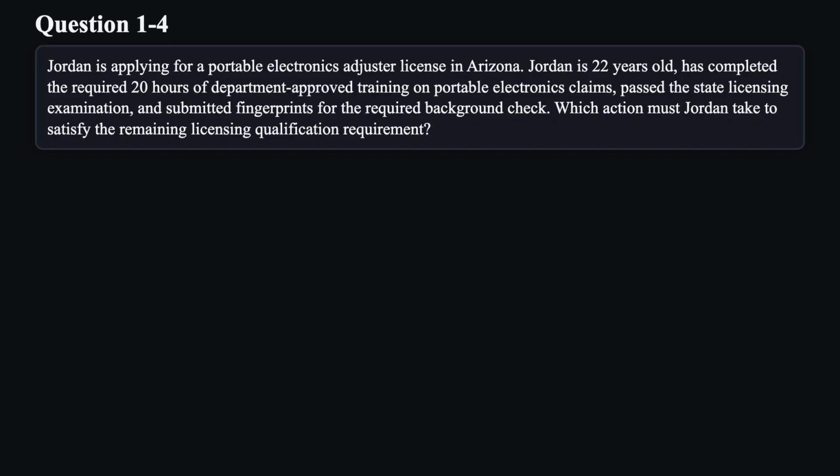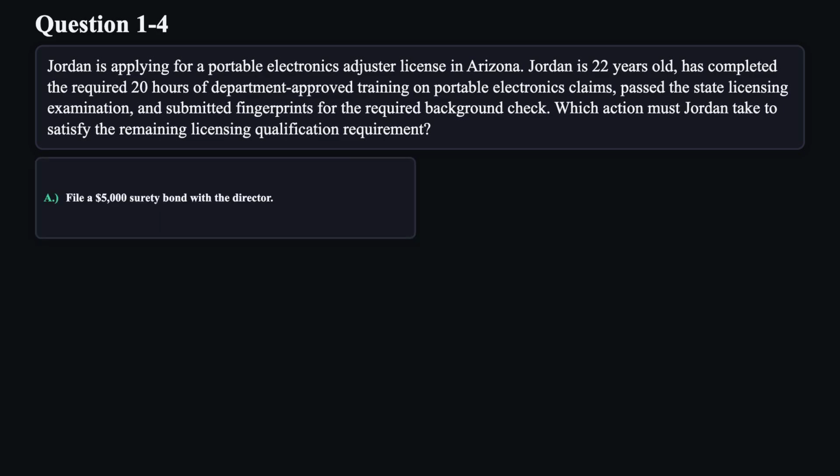Question 4. Jordan is applying for a portable electronics adjuster license in Arizona. Jordan is 22 years old, has completed the required 20 hours of department-approved training on portable electronics claims, passed the state licensing examination, and submitted fingerprints for the required background check. Which action must Jordan take to satisfy the remaining licensing qualification requirement?